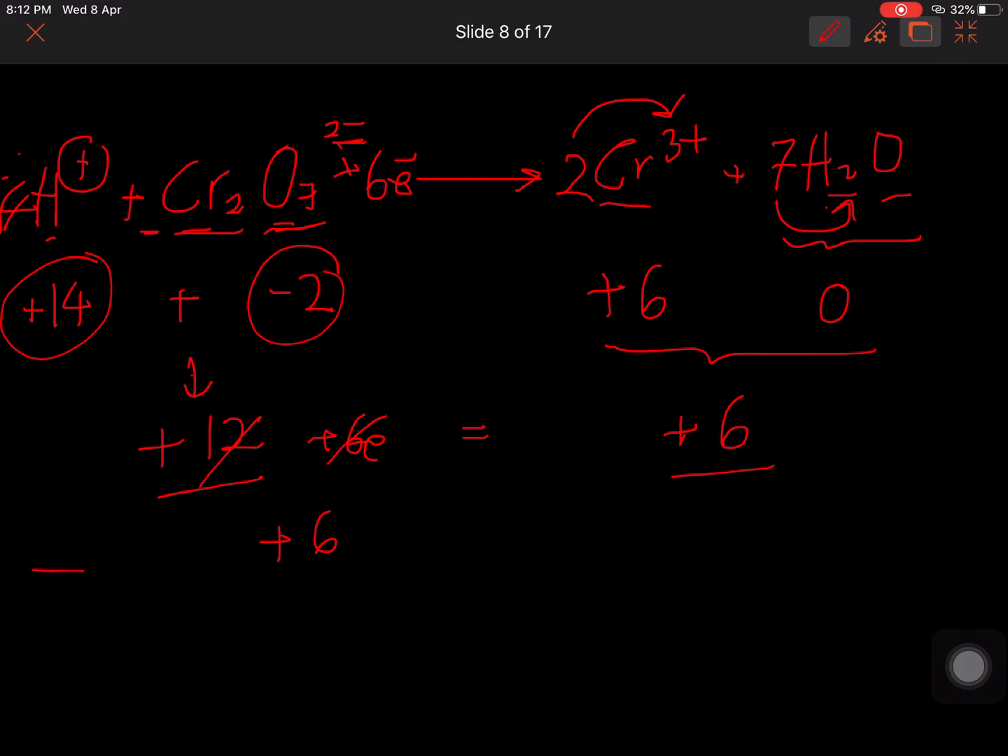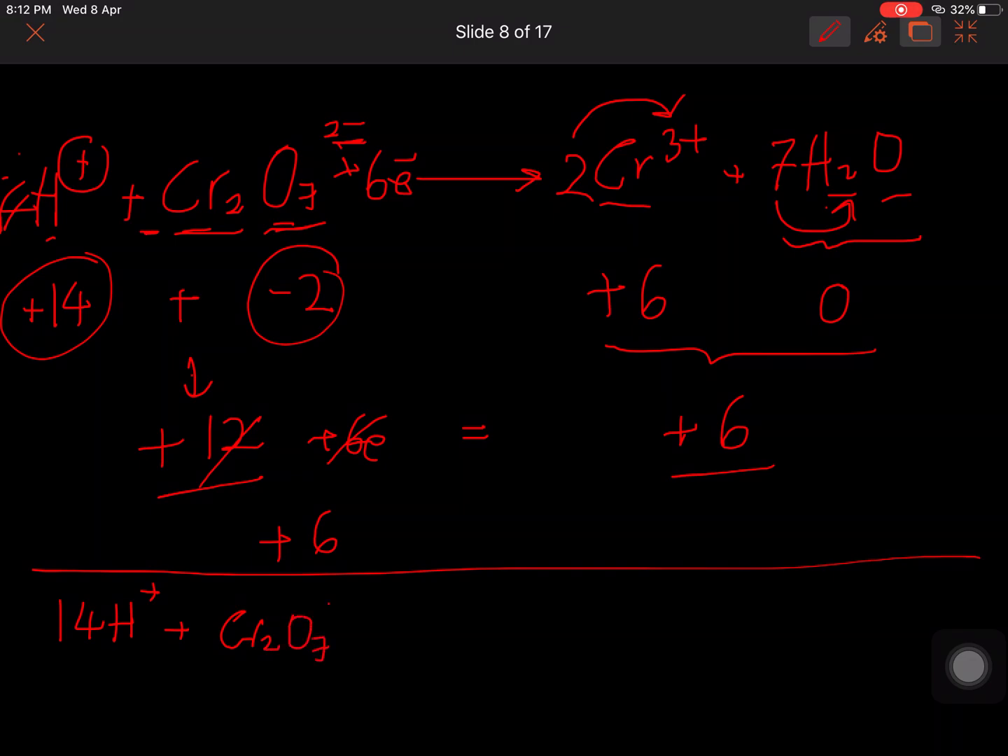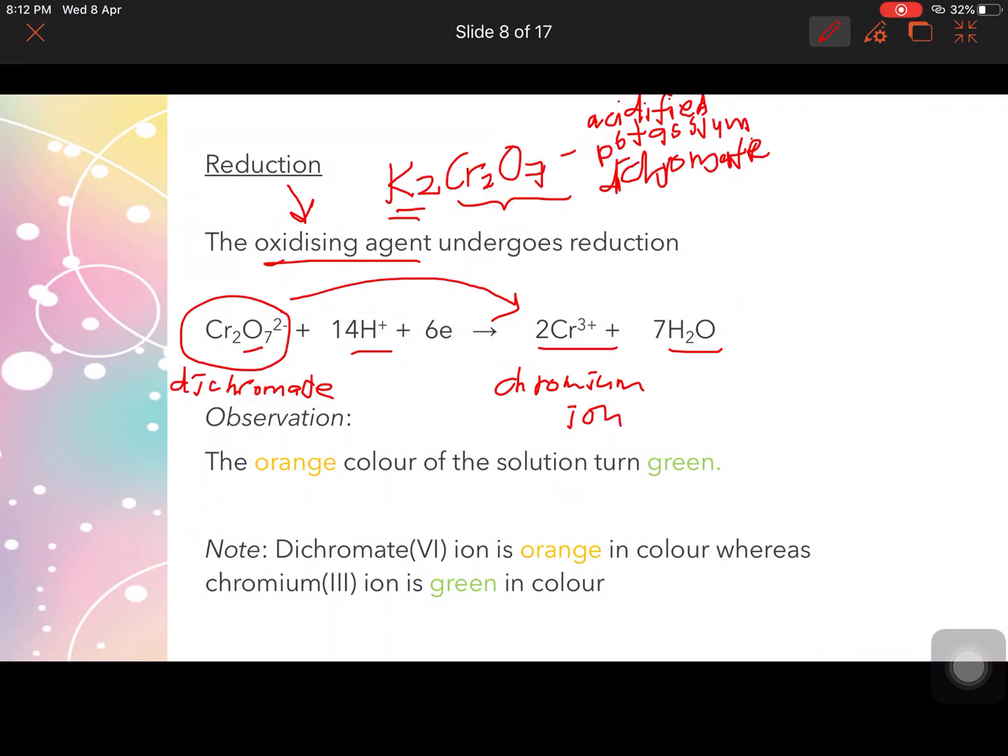Okay, saya tulis balik biar cantik sikit. Overall, the half equation for the reduction process, it will be 14H plus Cr2O7 2 minus plus 6 electron produce 2Cr3 plus ion plus 7 H2O. Okay, itu adalah half equation. Okay, which is this one.